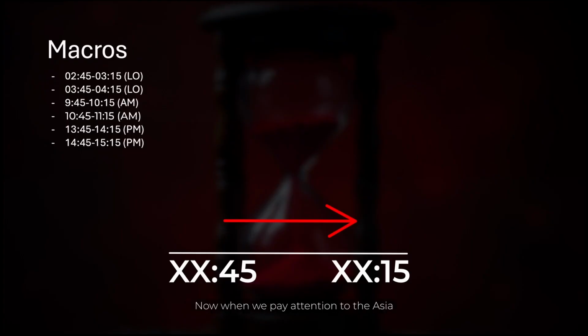Now, when we pay attention to the Asia session, I would like you to understand that during Asia, the same time windows apply. However, I want to ask you something. If you know that for the index futures specifically, the London AM and PM sessions are way cleaner than the Asia session, why would you look at the Asia session?